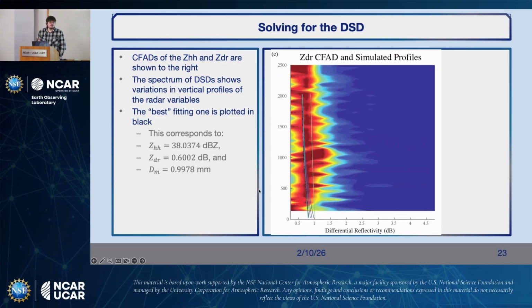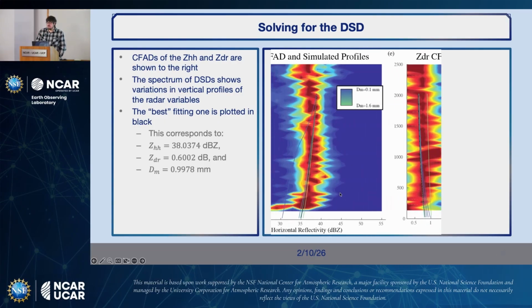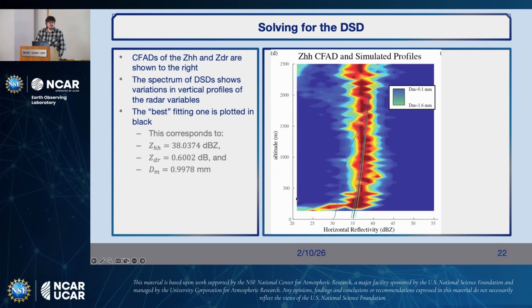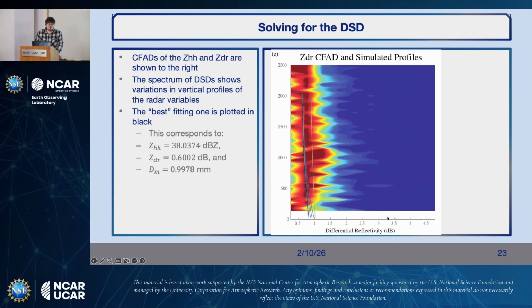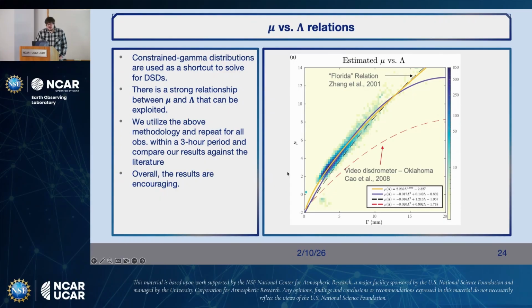I should say this is the horizontal reflectivity on the x-axis here, height along the y-axis. These lines are the same ones we were looking at earlier, just trying to optimize for the fit that we have for this CFAD. This is the differential reflectivity, the same exact thing. It's a little bit harder because differential reflectivity doesn't vary as much, and we'll get back to why that's a bit of an issue.